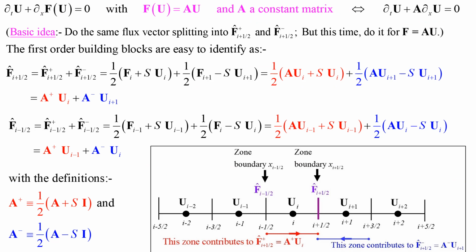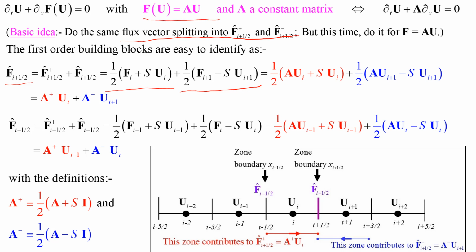So we can now use our same basic idea, namely we want to obtain a flux vector splitting into an F plus and an F minus at each zone boundary, and therefore we can write F at the zone boundary I plus a half as half of F plus evaluated at zone I and half of F minus evaluated at zone I plus 1. Now, the only thing that we're going to do is assert that F is equal to AU.